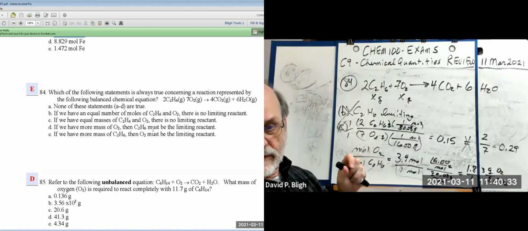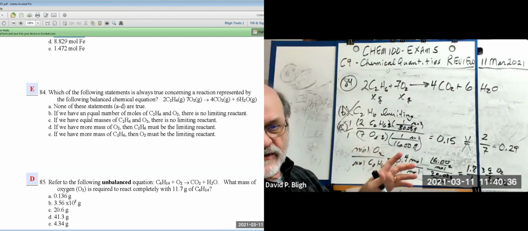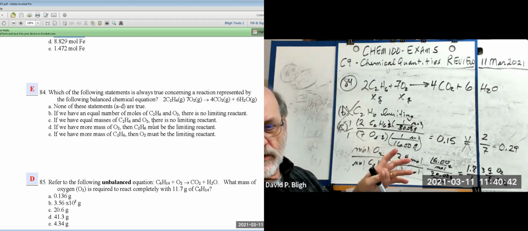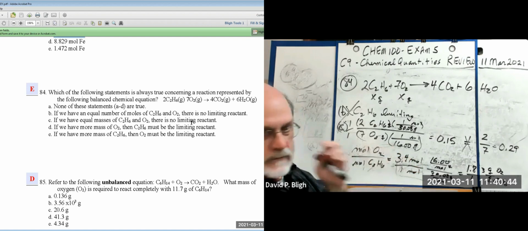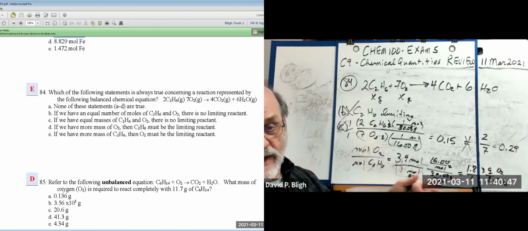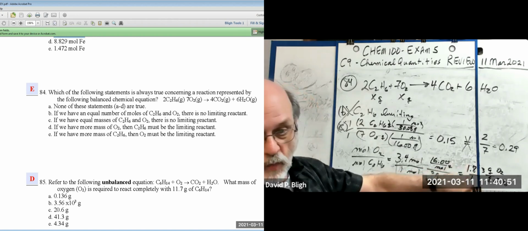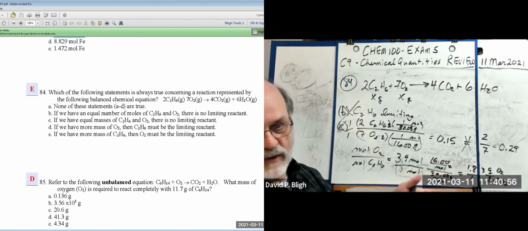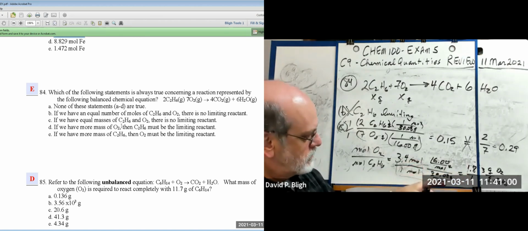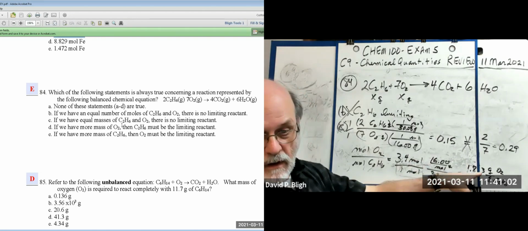Now let's go back and look, because we're talking about masses here. If we have equal masses of C2H6 and O2, there's no limiting reactant. Well, we know that's wrong, right? Because equal masses is not 1 to 1 here. We need 1.8 to 1. So that can't be right. D, if we have more mass of O2, then C2H6 must be the limiting reactant.